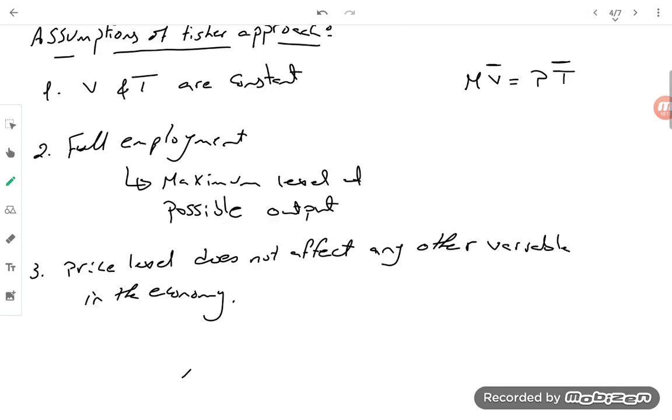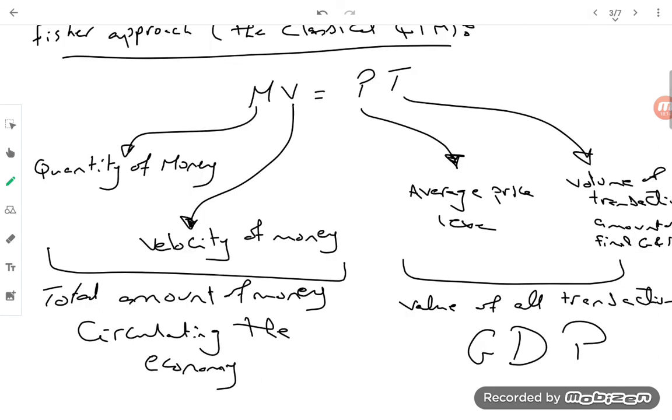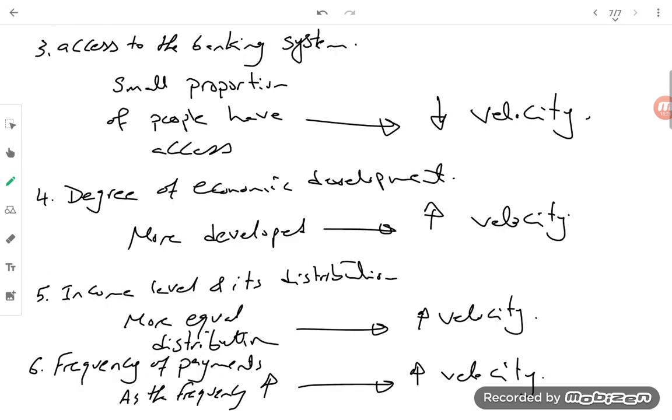This is the end of the first theory, which is the classical or the Fisher approach, or classical quantity theory of money. This is the end of our lecture today.